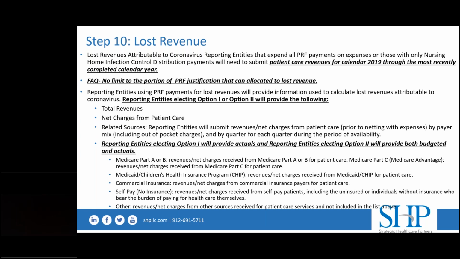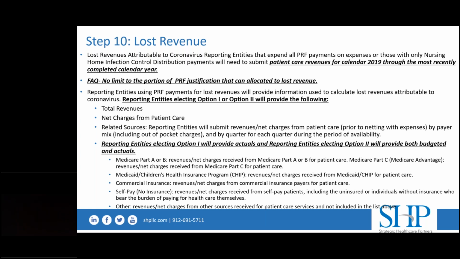One point that came out of the FAQs was that there is no limit to the portion of PRF justification that can be allocated to lost revenue, i.e., if you've only got 10% of what you receive justified via documented expenses, and the other 90% is justified via lost revenues, that's still okay, or at least it's not prohibited to report like that in the FAQs. It may give rise to higher odds of an audit, but there's no limit to the portion of it that can be justified through lost revenue in this process. So within all the options, again, the reporting pieces are the same. There's a couple of add-ons for option 2 and 3.